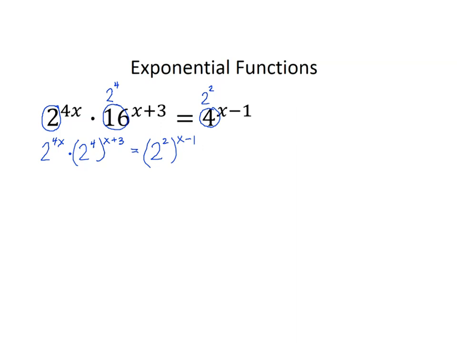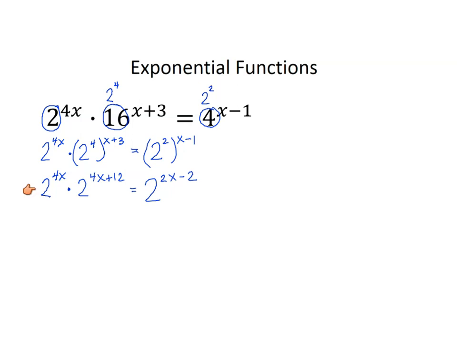And in order to multiply a number by a binomial, I have to multiply that number times each term in the binomial. Same thing's going to happen here. This 2 is going to have to be multiplied by the x and by the negative 1. So let's do that. My 2 to the 4x is going to stay the same. In my next power, I'm going to distribute the 4, so I'm going to have 4x plus 12. Over here, I'm going to distribute that exponent of 2 to get 2x minus 2.